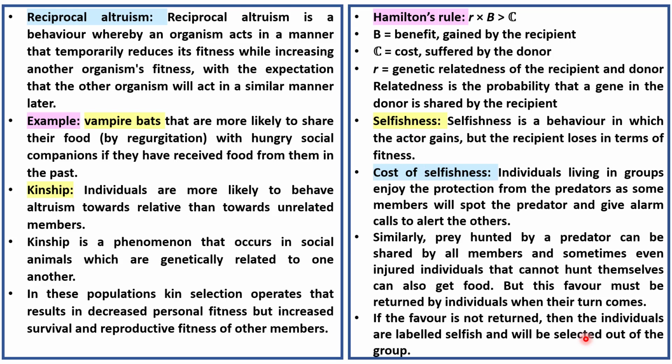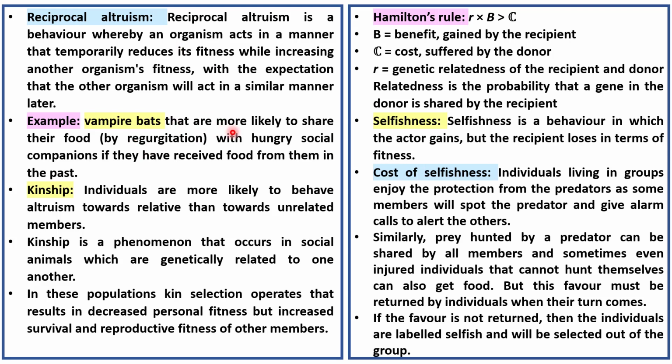Next is reciprocal altruism. Reciprocal altruism is a behavior whereby an organism acts in a manner that temporarily reduces its fitness while increasing another organism's fitness, with the expectation that the other organism will act in a similar manner later. So here, an organism might be helping its fellow members but with an expectation that in future, if he requires any help, recipients will help him. Let's see the example.